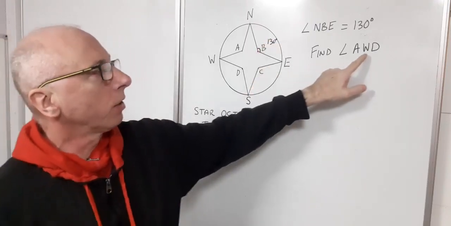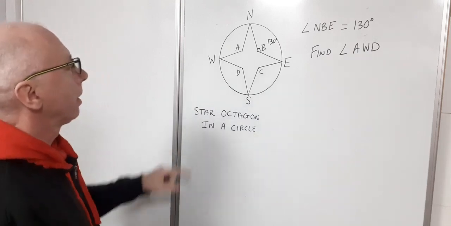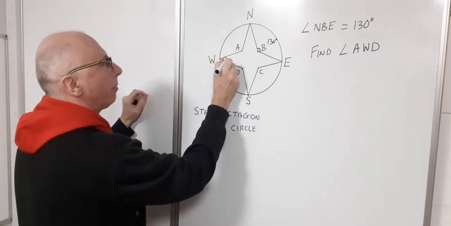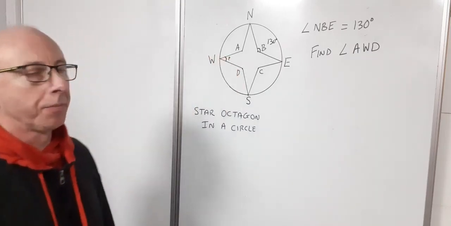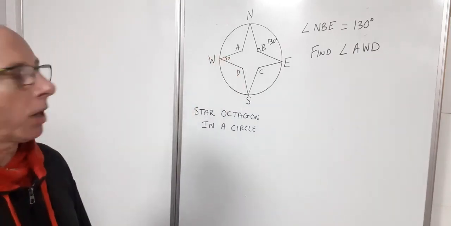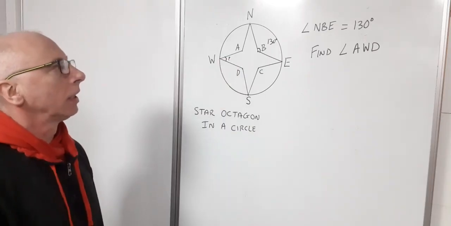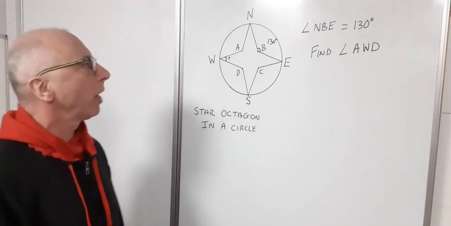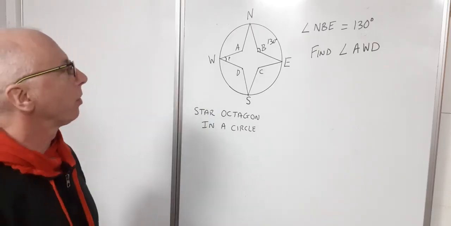We want to find angle AWD. So AWD. So we need to find this one. That's what we need. Okay, so how are we going to go about finding that angle? Now I'd recommend you have a go at this yourself first, but this is the way I calculated the solution.